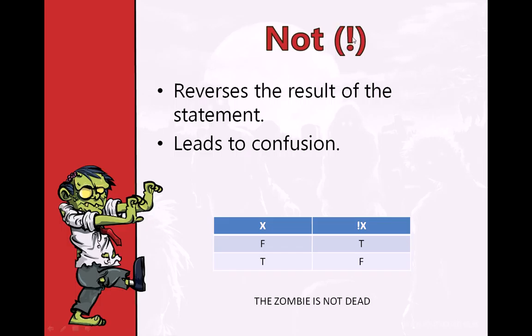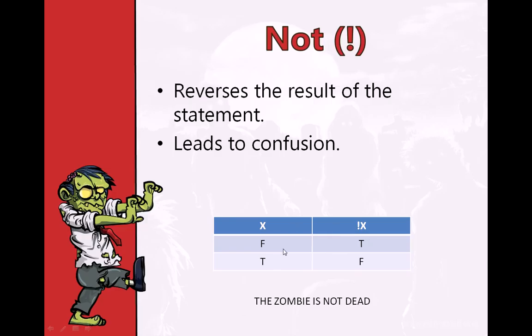If the statement is true, well, not true is false. If the statement is false, well, not false is true. And this truth table is very simple. If x is false, then not x is equal to true. If x is true, then not true is equal to false.